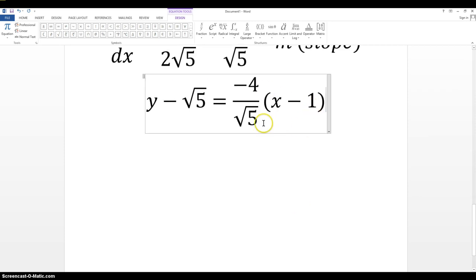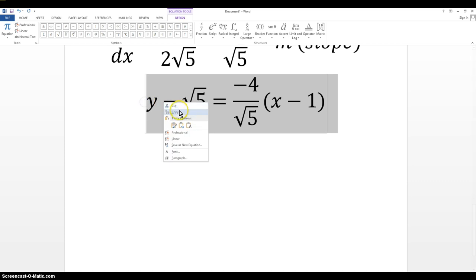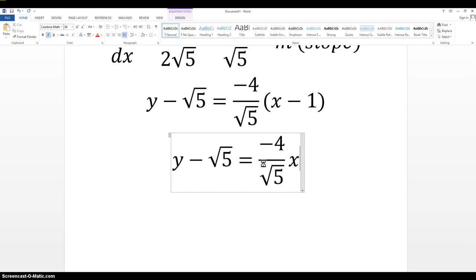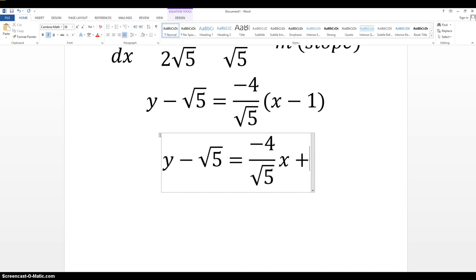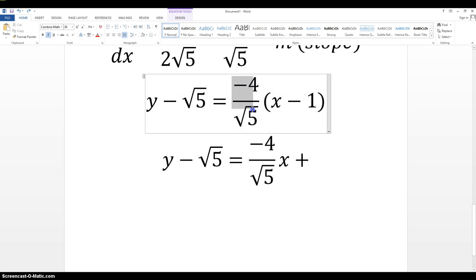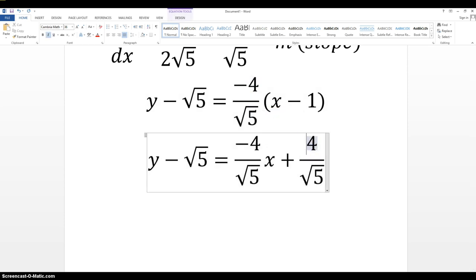If we continue to do a little bit more simplification, basically let's just distribute this slope to everything inside the parentheses. I would get negative 4 over square root of 5 x minus, oh actually it'll change into a plus 4 over square root of 5. Get rid of this negative right here.